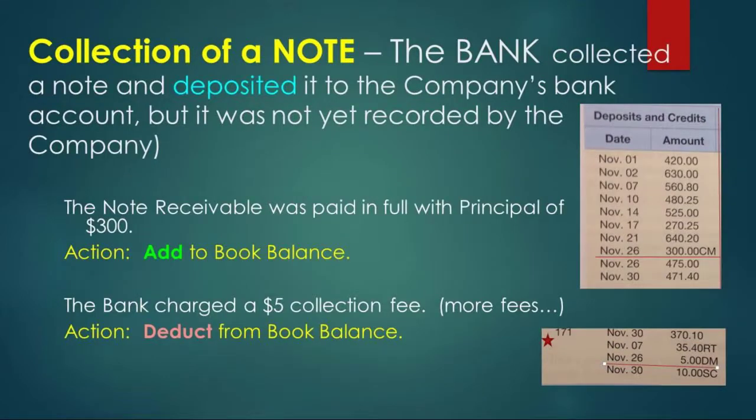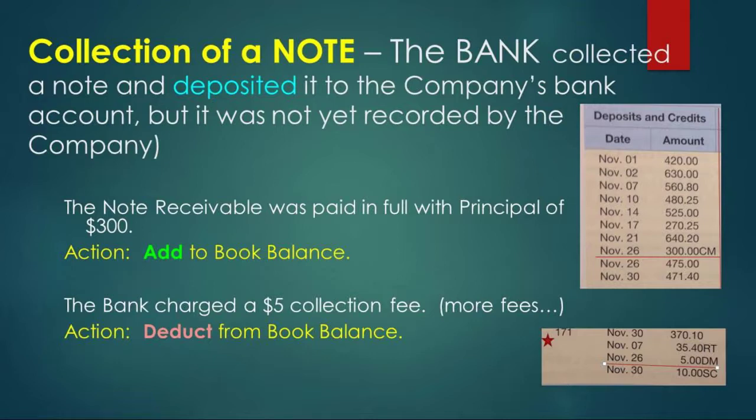All right, let's go over to the book side. Now we look at the deposits and we say, is there anything in the deposits that we do not have on the book side? So look here, we have a $300 deposit, and we know that that was a note receivable that was paid in full for $300. We're going to add that $300 to the book balance. Under the checks, there's an item for $5, and we were told that that was a $5 collection fee. Banks charge a lot of fees. We're going to deduct that from the book balance.